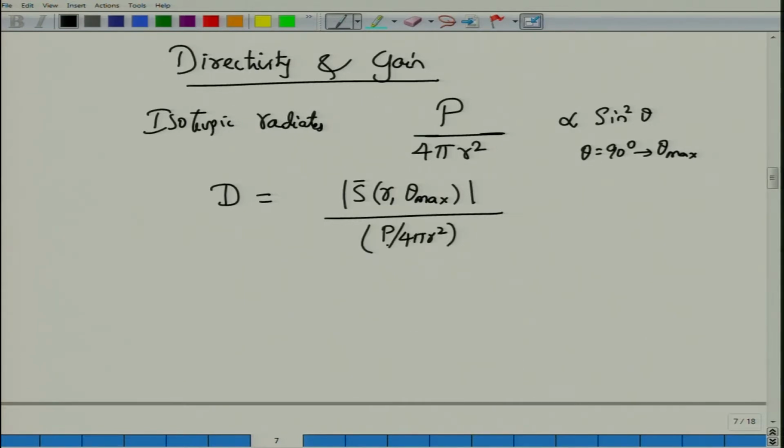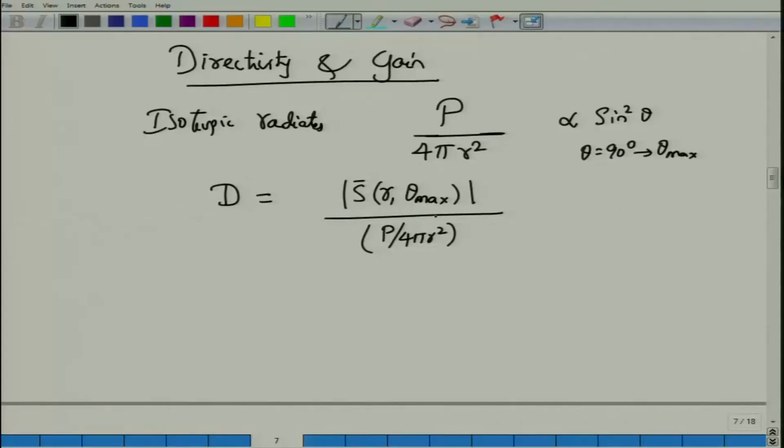So, this P by 4 pi r square is the time average Poynting vector of an isotropic radiator, an isotropic radiator radiating equal amounts in all angles. It's like a sphere you can think of, and you now look at the maximum direction for a given antenna, find the Poynting vector there and then take this particular ratio.